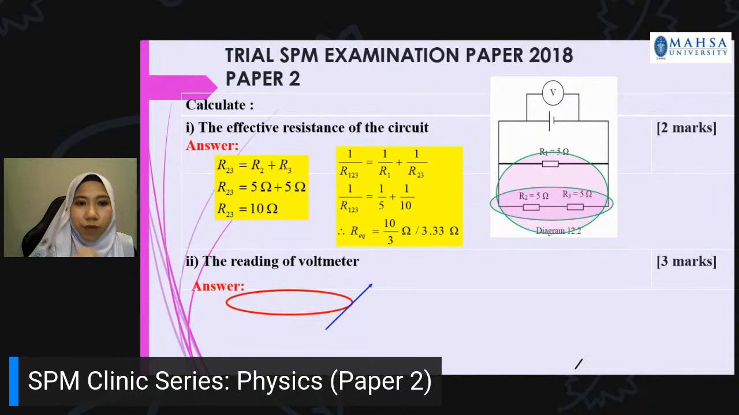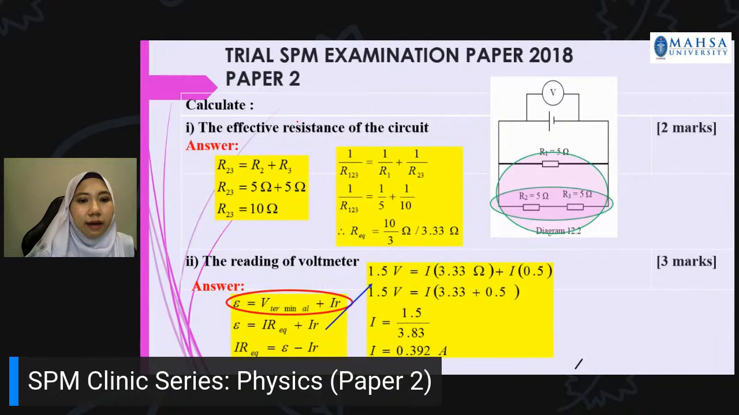Substitute the value for the resistors, and then you solve for the total resistance, or the effective resistance of the circuit, which is 10 over 3 ohm, or 3.33 ohm. That is the value of the effective resistance of the circuit, or the external resistance of the circuit. Next, the reading of the voltmeter. Calculate the reading of the voltmeter.